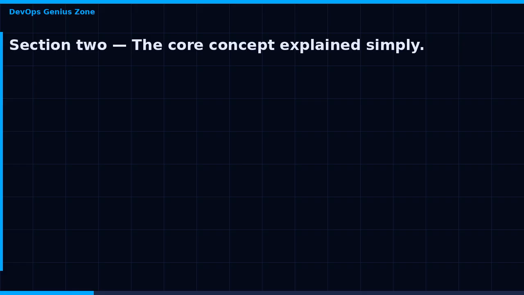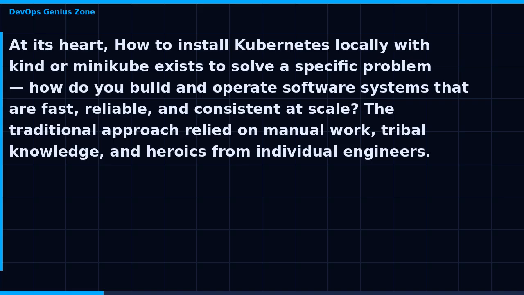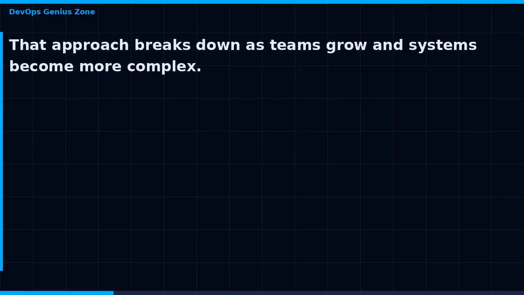Section 2: The core concept explained simply. At its heart, how to install Kubernetes locally with Kind or Minikube exists to solve a specific problem. How do you build and operate software systems that are fast, reliable, and consistent at scale? The traditional approach relied on manual work, tribal knowledge, and heroics from individual engineers. That approach breaks down as teams grow and systems become more complex.